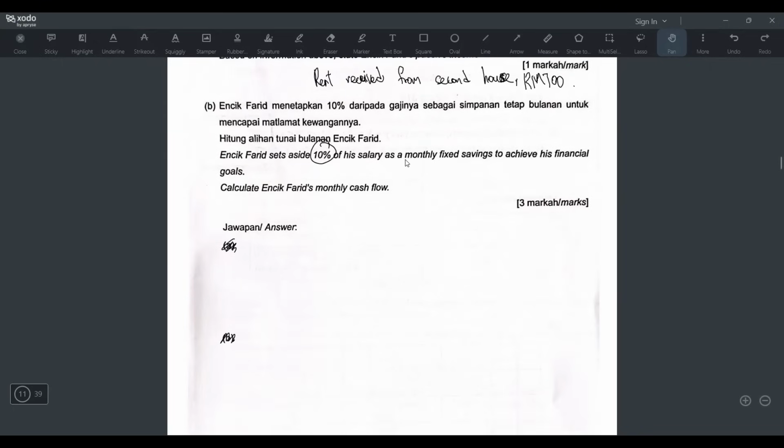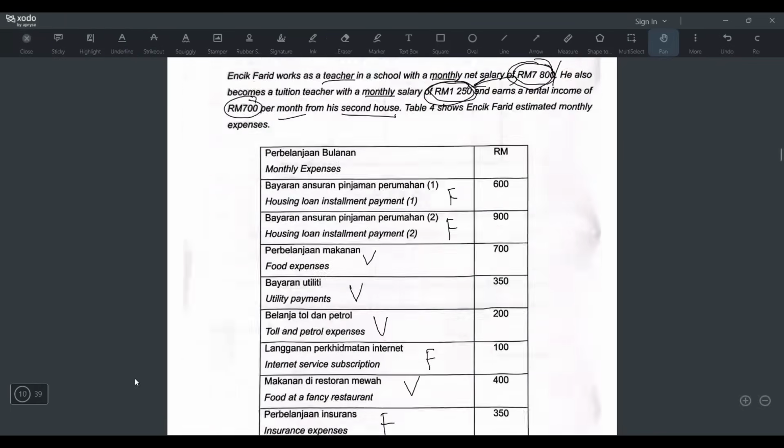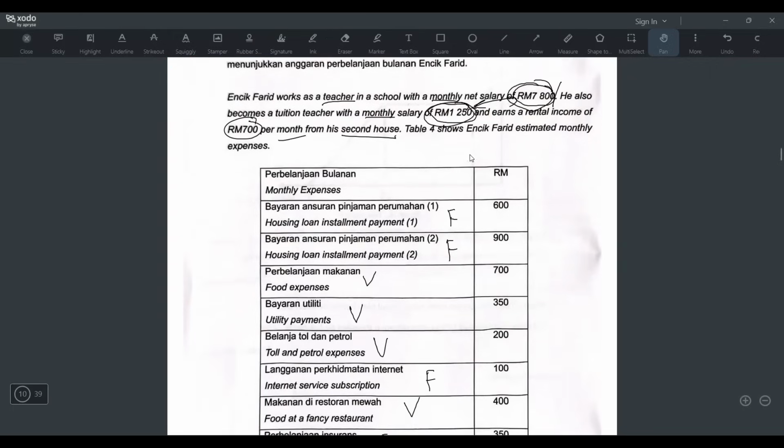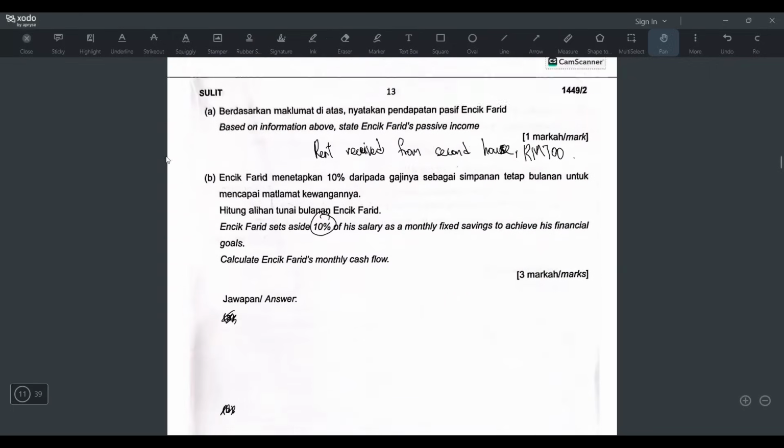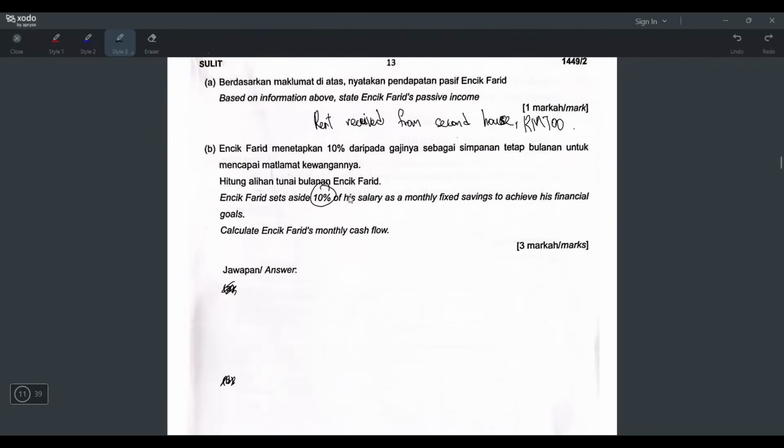So I think this question has some masalah. Okay, it's not clear. They have to mention carefully 10% of what salary, because there's two salaries here. Yeah, you have to mention clearly if you want to ask a question like that, right? So I think I will just change the question myself.